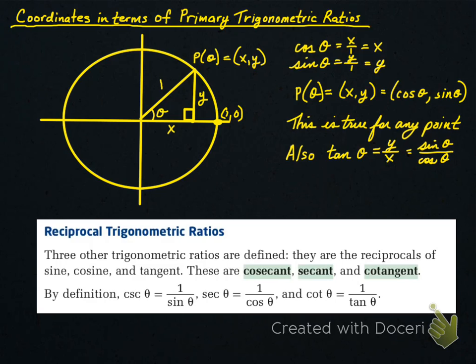There are also going to be reciprocal trig ratios, and those are going to be 1 over sine, which is called cosecant, 1 over cosine, which is secant, and 1 over tangent, which is cotangent.